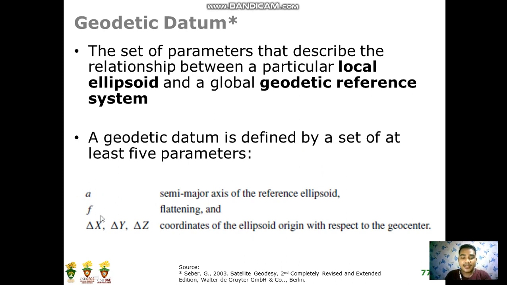And also X, Y, and Z, the point of origin. This is what you will use to obtain other coordinates. So that's for the geodetic datum, at least these 5 parameters: the semi-major axis, the flattening, and the coordinates of the origin, the point of origin.